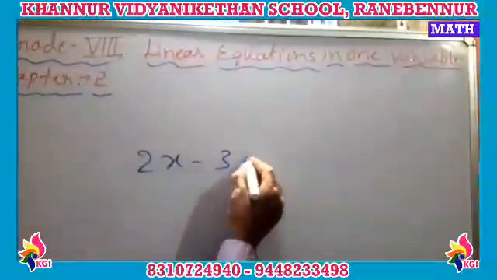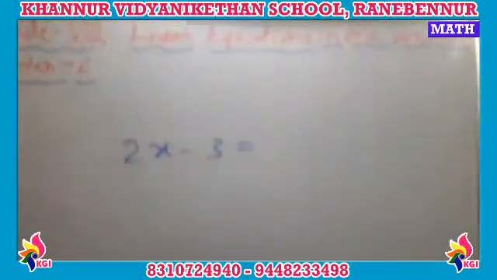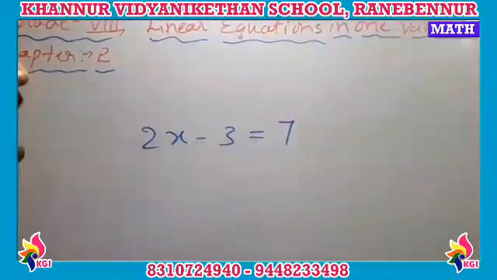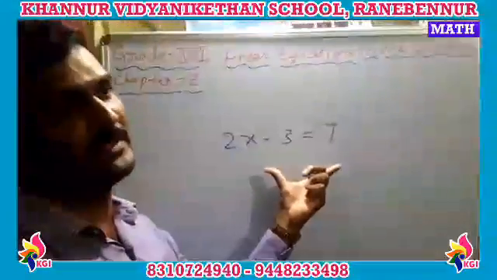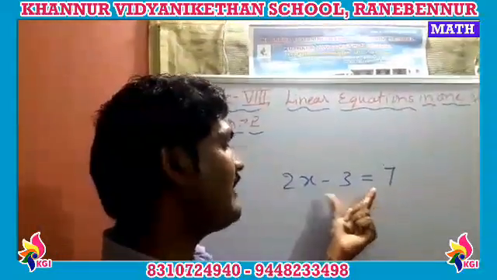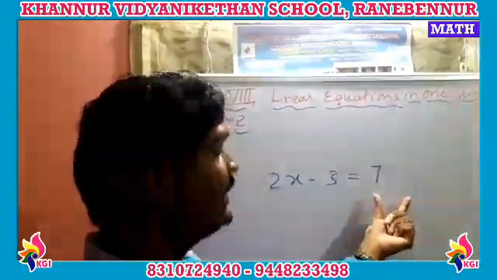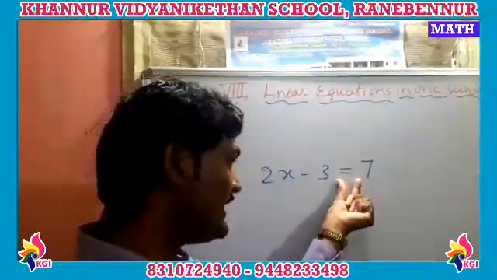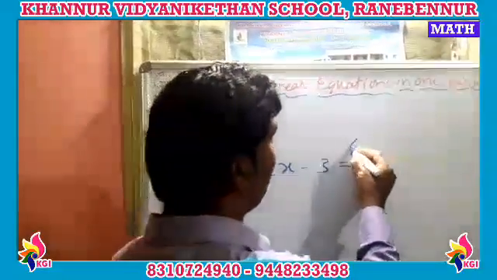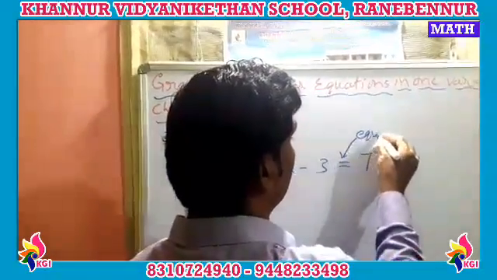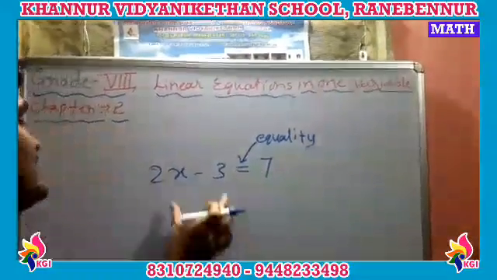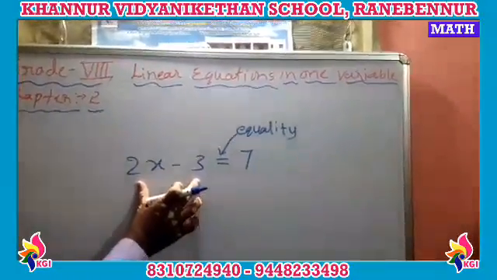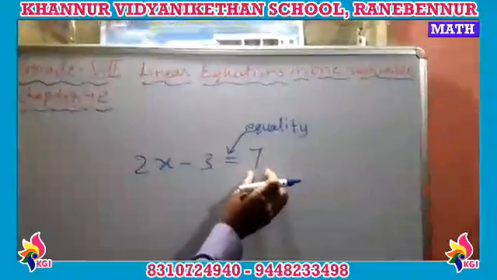2x minus 3 is equal to 7. Okay, so I think here it is one of the equations we say. Why? Because it has the LHS part and the RHS part. These two parts should be equal. It is called equality. Okay, so this side is called the left hand side, this side is called the right hand side, you know.